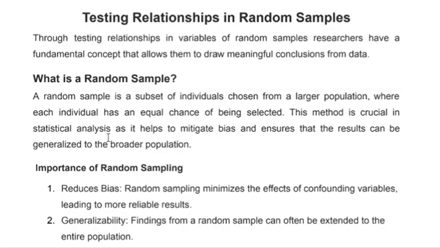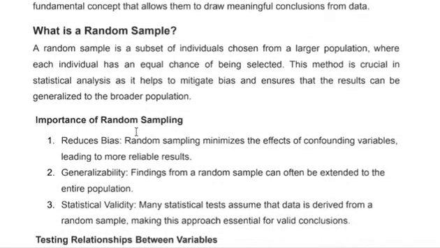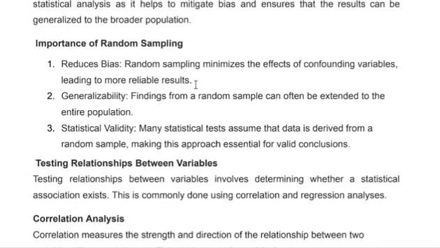This method is crucial in statistical analysis as it helps to mitigate bias and ensures that the results can be generalized to the broader population. Importance of random sampling. Reduces bias. Random sampling minimizes the effects of confounding variables, leading to more reliable results.